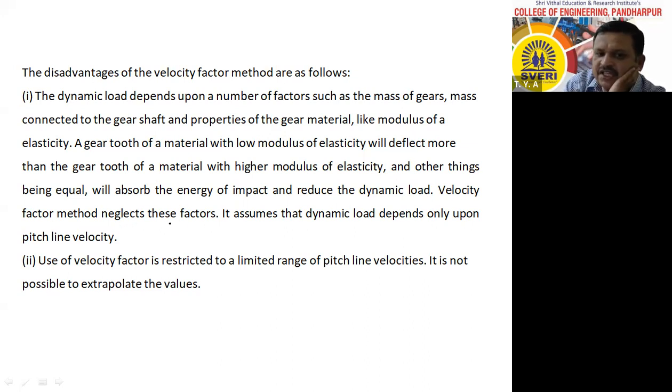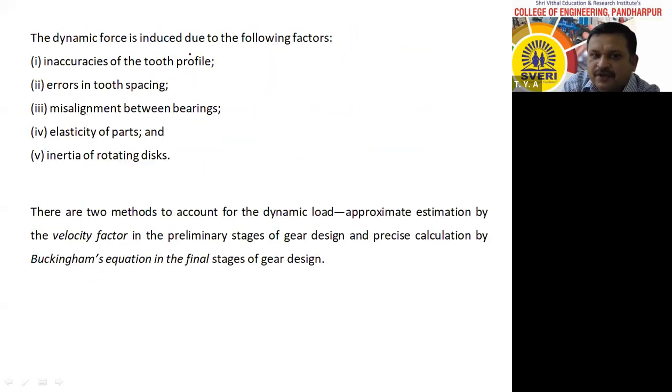Velocity factor method neglects these factors. It assumes that dynamic load depends only upon pitch line velocity. Means this velocity factor, what is it assuming? Dynamic load depends upon pitch line velocity only, that is V only. But in the earlier case, what have we studied? Dynamic load depends upon these factors. Are you understanding or not?